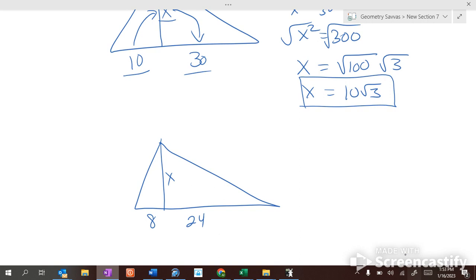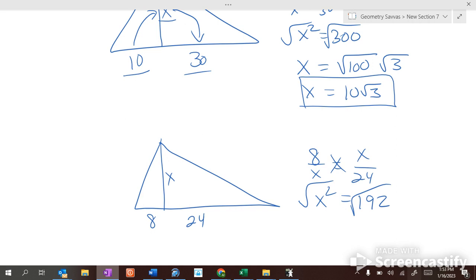Okay. How do we set this up as a proportion? 8 over x equals x over 24. Cross multiply: x squared equals what is 8 times 24? 192. Is 192 a perfect square? No. What's the biggest perfect square that goes evenly into 192?